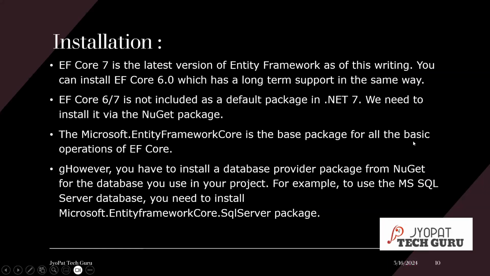Let us start the discussion. So how to do the installation? Entity Framework Core 7 is the latest version of Entity Framework as of this writing. So you can install Entity Framework Core 6.0, which has long-term support, or you can call it LTS. Entity Framework Core 6 as well as 7 is not included as a default package in .NET 7.